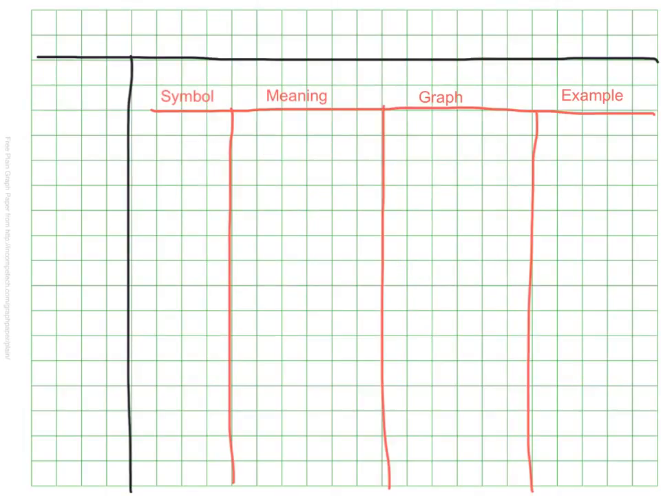Please make a 4-column table in your notes with the following titles: symbol, meaning, graph, and example. We're going to go through these pretty quickly, but you want to have a reference of it in your journal so that we can go back and look at it more carefully in class.